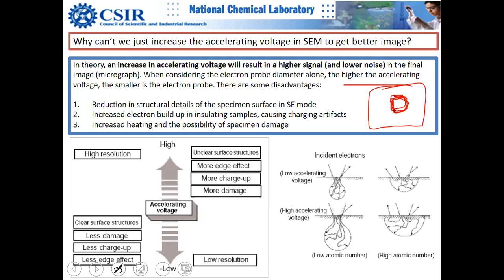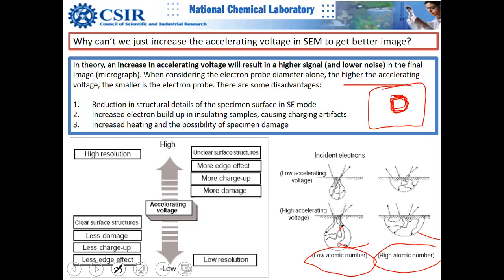You have to advise him not to apply too much voltage. There are some trade-offs that low accelerating voltage will have: you will be collecting electrons from the surface, not from the subsurface. For example, take two examples, a low atomic number specimen and a high atomic number specimen. When you apply low voltage and high voltage, you can see that you're sampling greater depth.